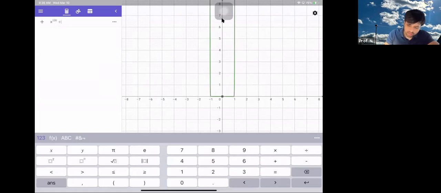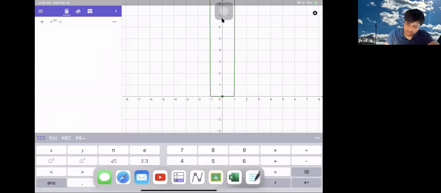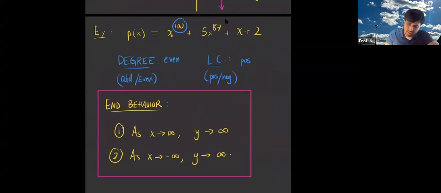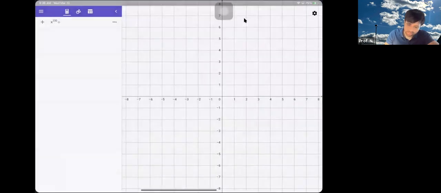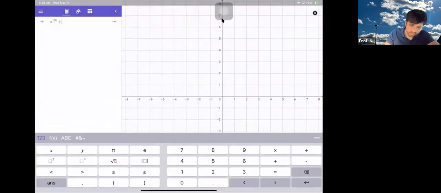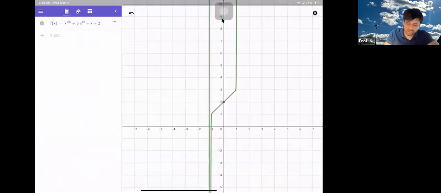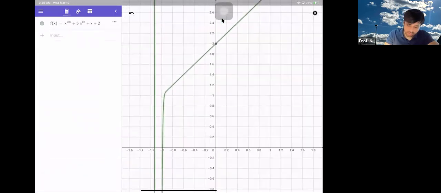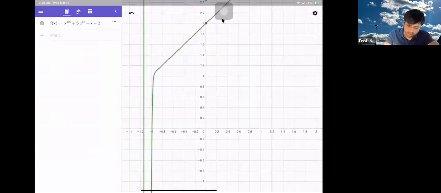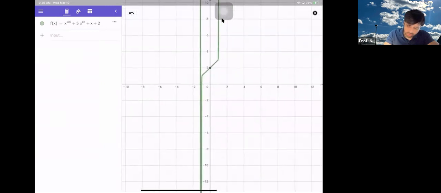Okay. I'm going to try to graph this function. Wait, what was it again? It was 5x to the 87 plus x squared. Okay. So it's 5x to the 87 plus x plus 2. So see, look. Well, this looks really strange, right? I don't even know why it does that. Like, look at this. This is a weird polynomial.